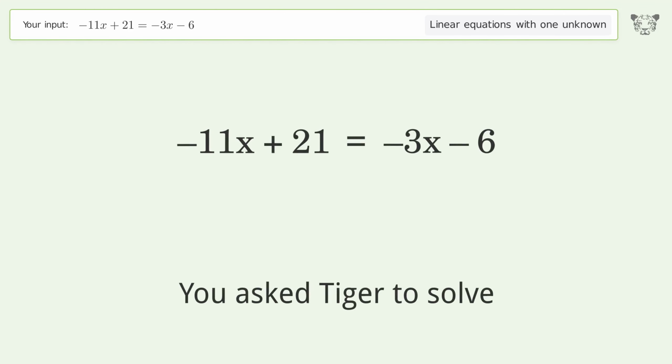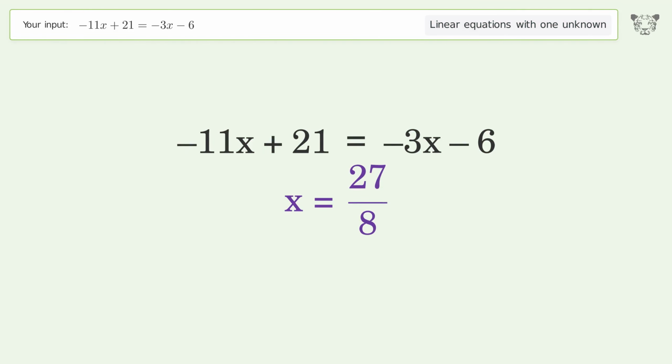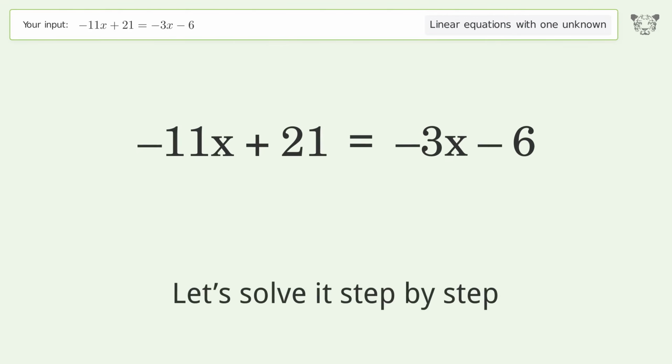You ask Tiger to solve. This deals with linear equations with one unknown. The final result is x equals 27 over 8. Let's solve it step by step.